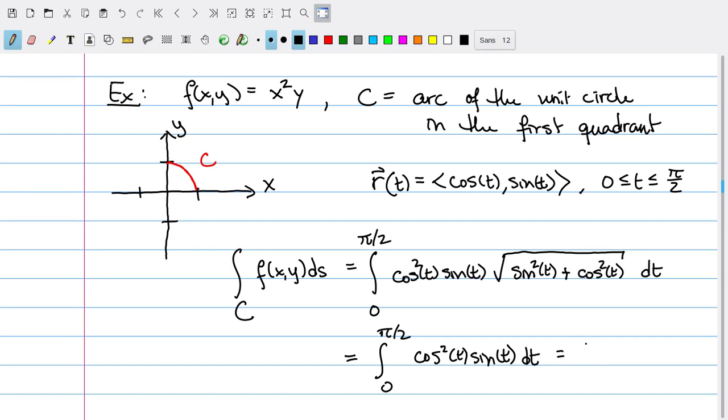And to do this integral, we can just do a nice U-substitution. We substitute u equals cosine of t, so du is minus sine of t dt. And this integral becomes the integral of minus u squared du. And my new bounds are 1 and 0. So if I calculate this integral, this ends up giving me 1/3. Great.